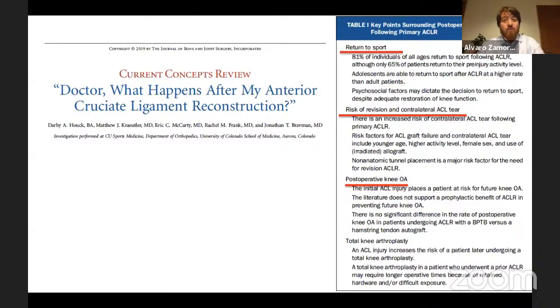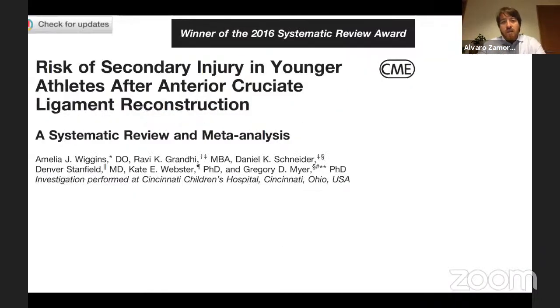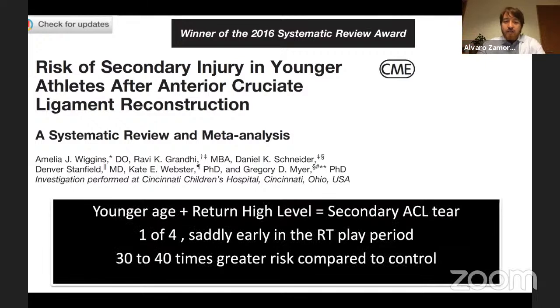Post-operative knee osteoarthritis is always a risk, and the risk of total knee arthroplasty is well known. So we have to avoid awareness of the knee, and maybe the most important thing is self-confidence, optimism, and self-motivation. We have to take into account a specific population, younger athletes, where we have a high incidence of secondary ACL tear. One in four will occur in the return to play period, and if we compare with the control group, we have a 30 to 40 times greater risk of re-injury.